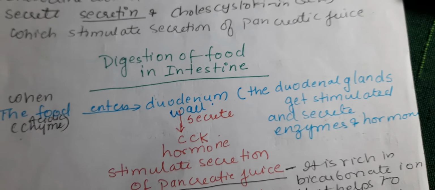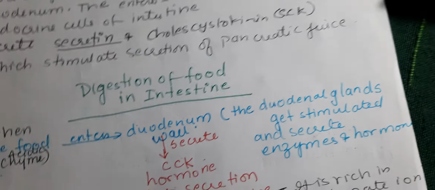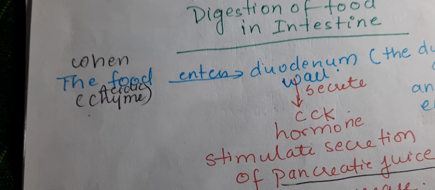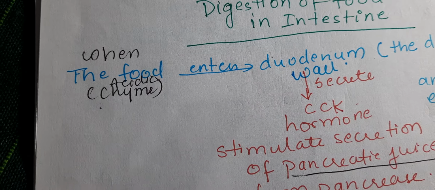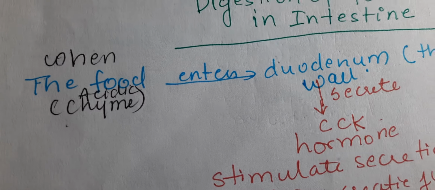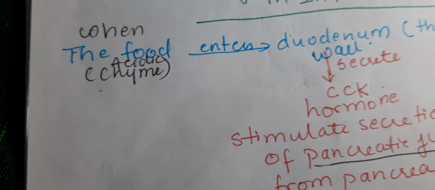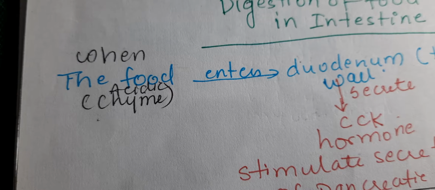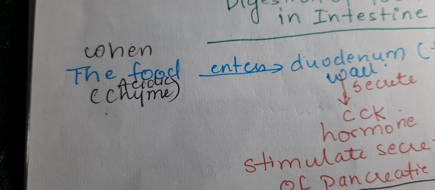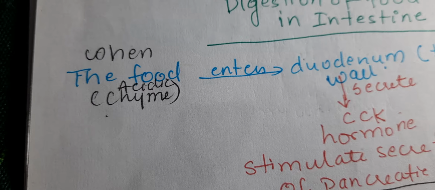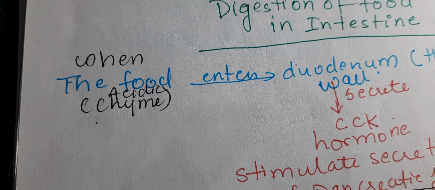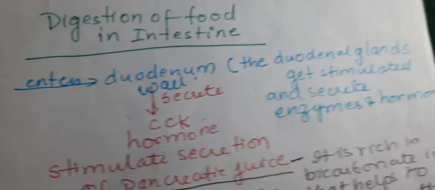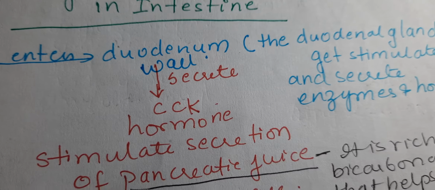Now, the digestion of food in the intestine. When the food enters the intestine, when the food is combined with the gastric juice, it becomes chyme. The term we use for the partial digestion of the food by the gastric juices is chyme, which is acidic in nature, and this chyme enters the duodenum wall.